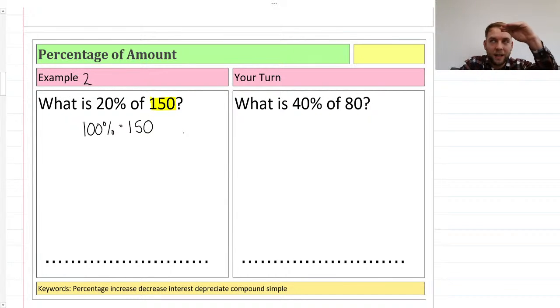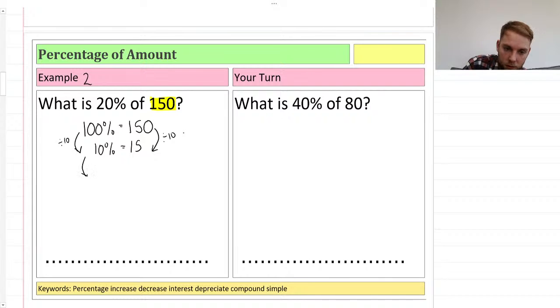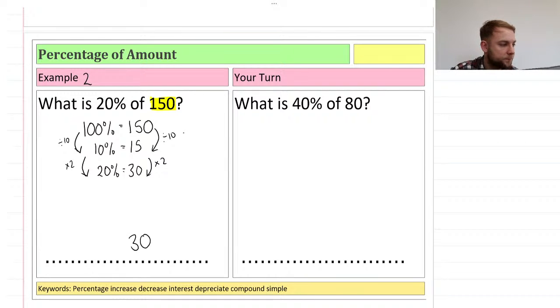Now, it's always worth breaking down to 10% and then building up from there, or to 1%. So with this one here, I'm going to find 10% first. So 10% is equal to 15, but I don't want 10%. There I divided by 10. I actually want 20%, so I need to times this by 2. So 20% is equal to 30. Nice and straightforward. Have a little go at that one on the right hand side.